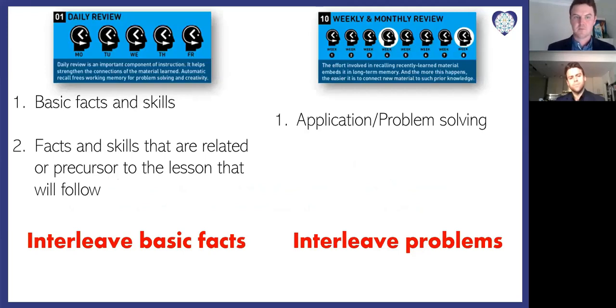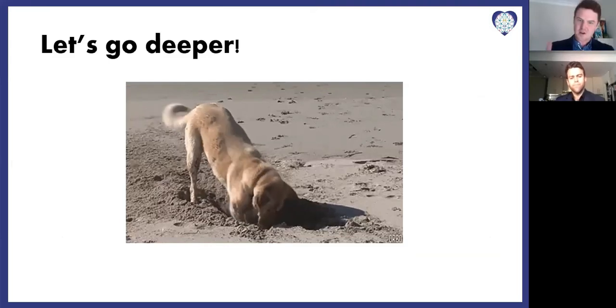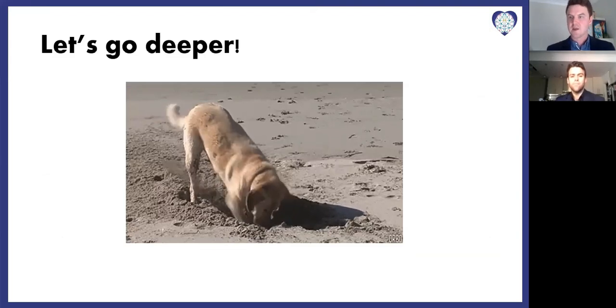And we think, and the work that we've been doing at Dawson Park and the dedicated teachers at Dawson Park have been doing is thinking that maybe interleaving is best applied in what we're calling a weekly or monthly review. So in that sense, we can interleave our basic facts in our daily review, and we can interleave problems in weekly and monthly review. But again, let's go a little bit deeper into what the evidence says about interleaving, so that we can get the best out of interleaving when we do implement a weekly or monthly review.